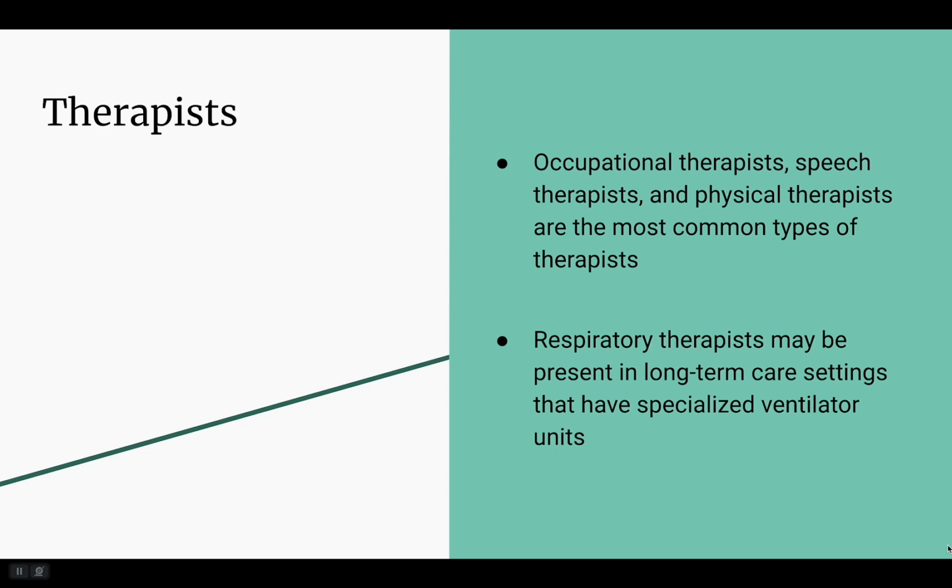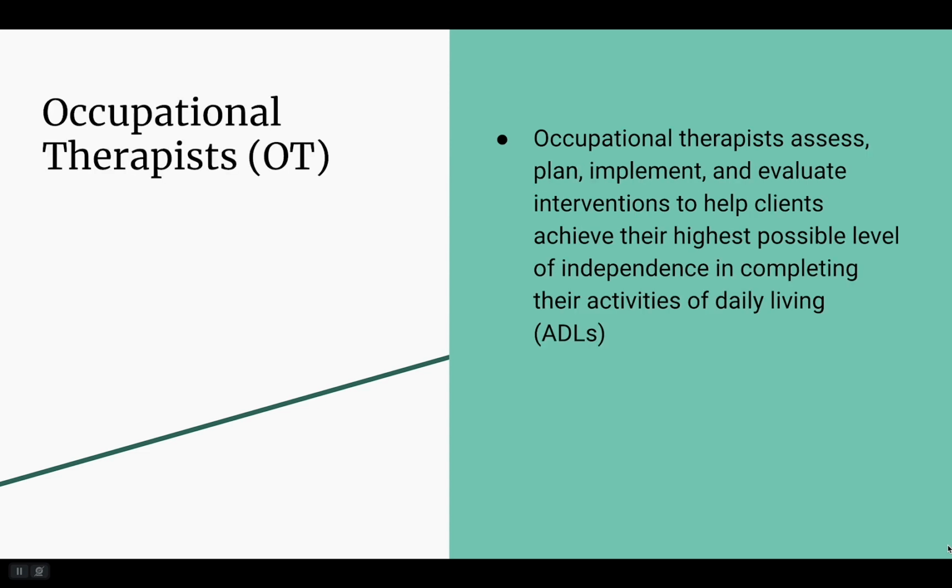Occupational therapists, speech therapists, and physical therapists are the most common types of therapists. Respiratory therapists may be present in long-term care settings that have specialized ventilator units. Occupational therapists, OTs, assess, plan, implement, and evaluate interventions to help clients achieve their highest possible level of independence in completing their activities of daily living, ADLs, such as bathing, grooming, eating, and dressing.